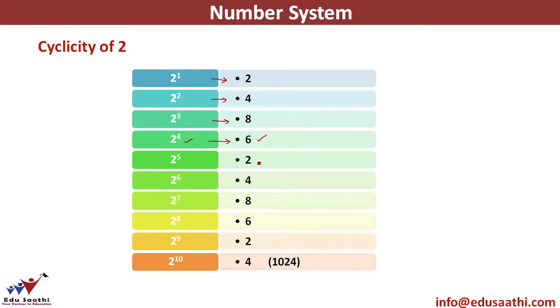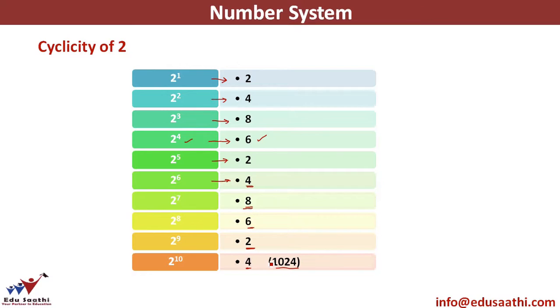2 raised to power 5, 32. 2 raised to power 6, 64, so I'll keep 4. 2 raised to power 7, 128, I'll keep 8. 2 raised to power 8, 256, I'll keep only 6. 2 raised to power 9, 512, keep 2. 2 raised to power 10, the value is 1024. I'll keep only the last digit, which is 4.